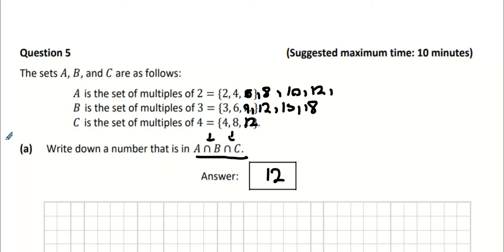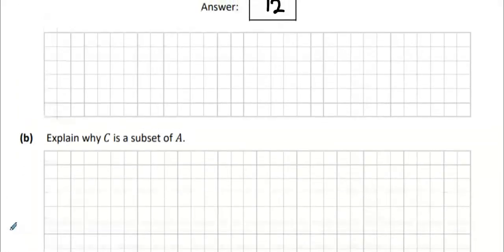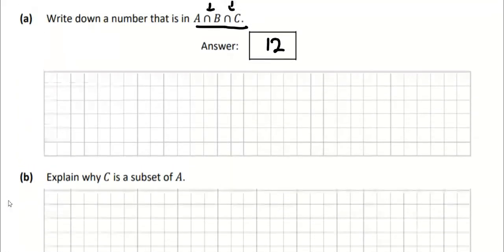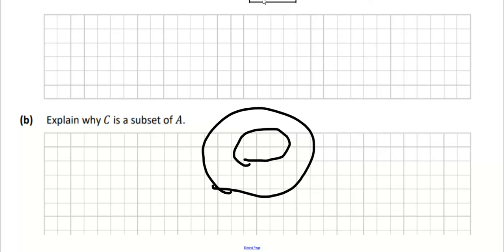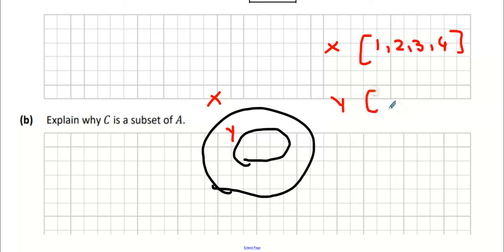There's other answers as well, but 12 will probably be the first answer on the list. Okay, let's go to question B. Explain why C is a subset of A. So what a subset means is that any numbers in one set are contained within the other set. For example, if I had 2 sets X and Y, every number in Y would also be contained in X.